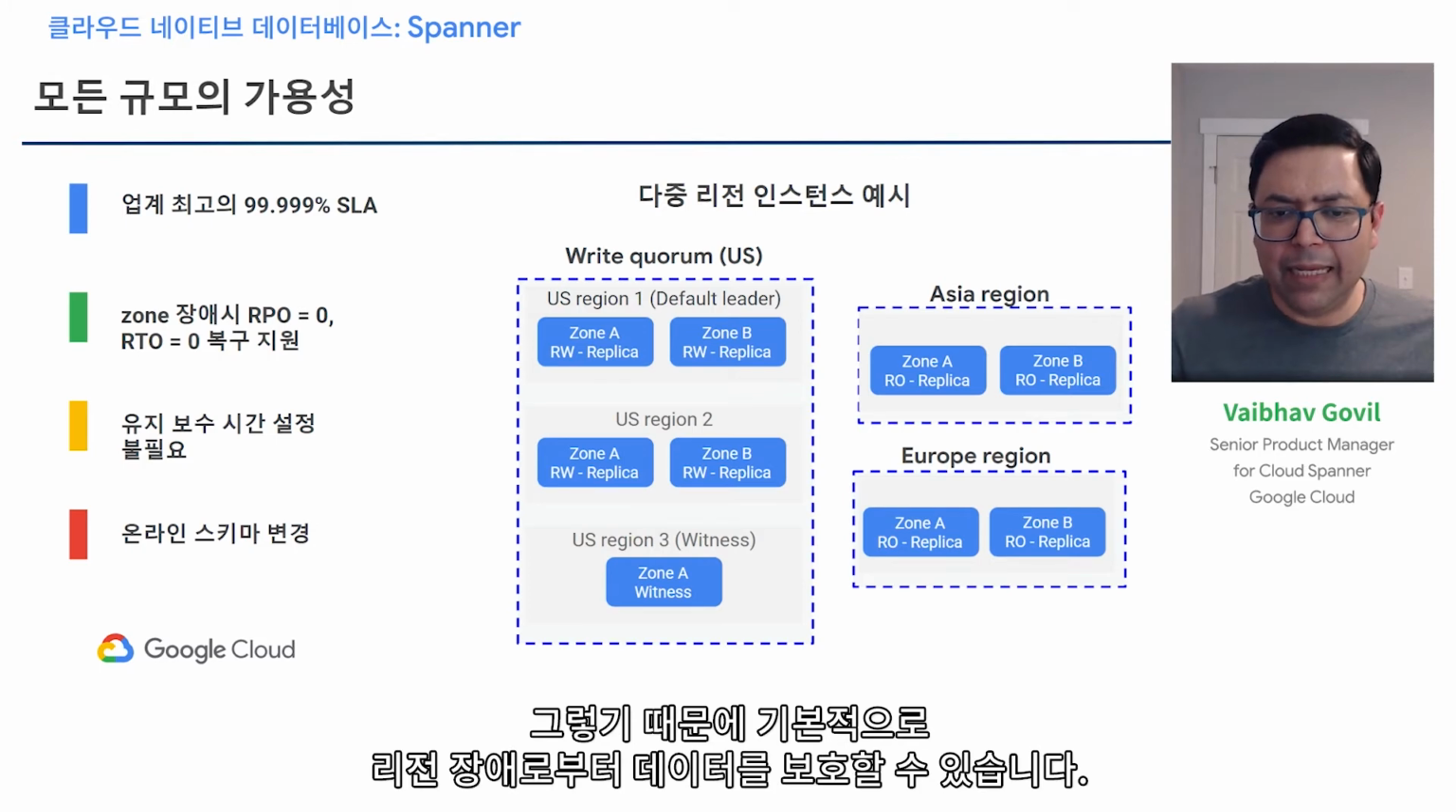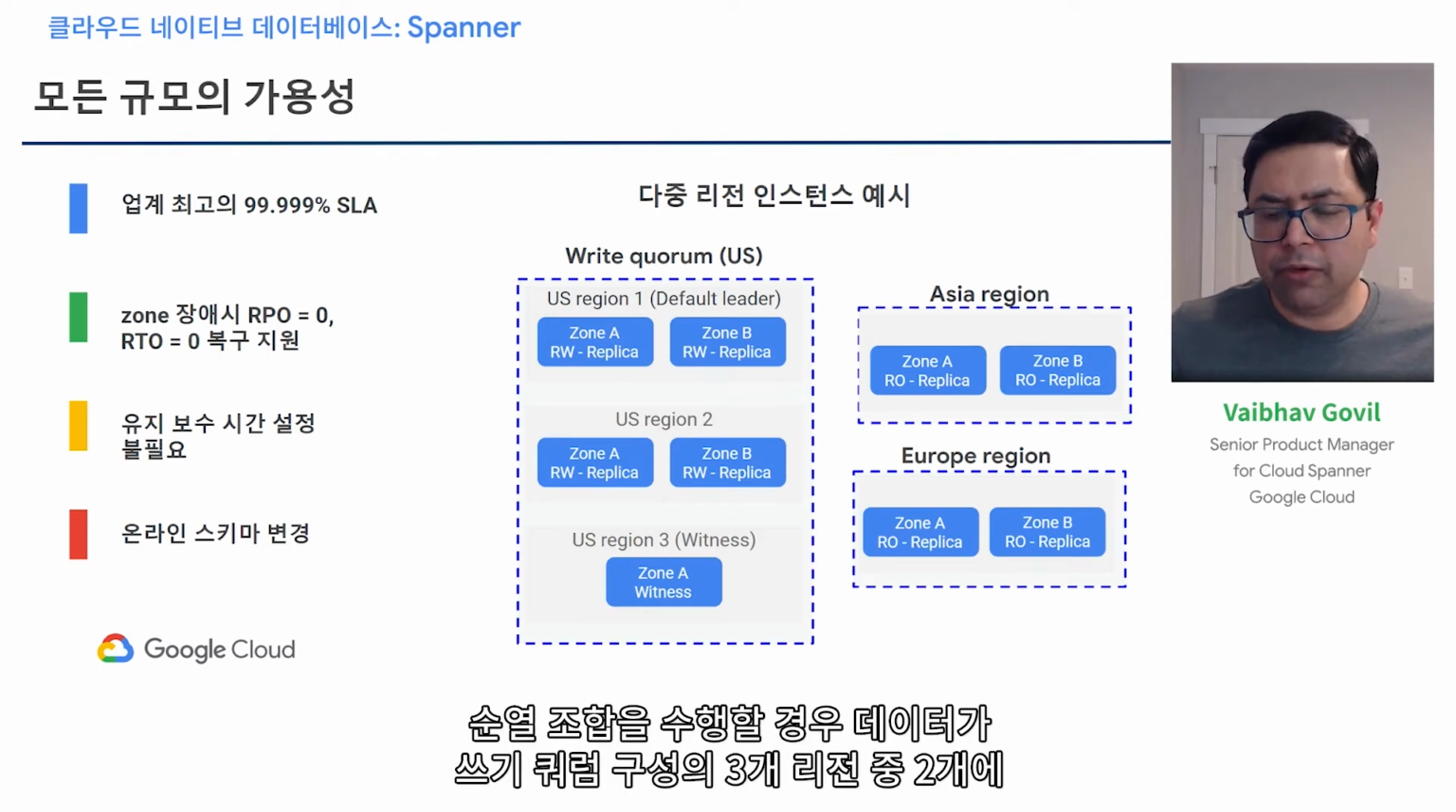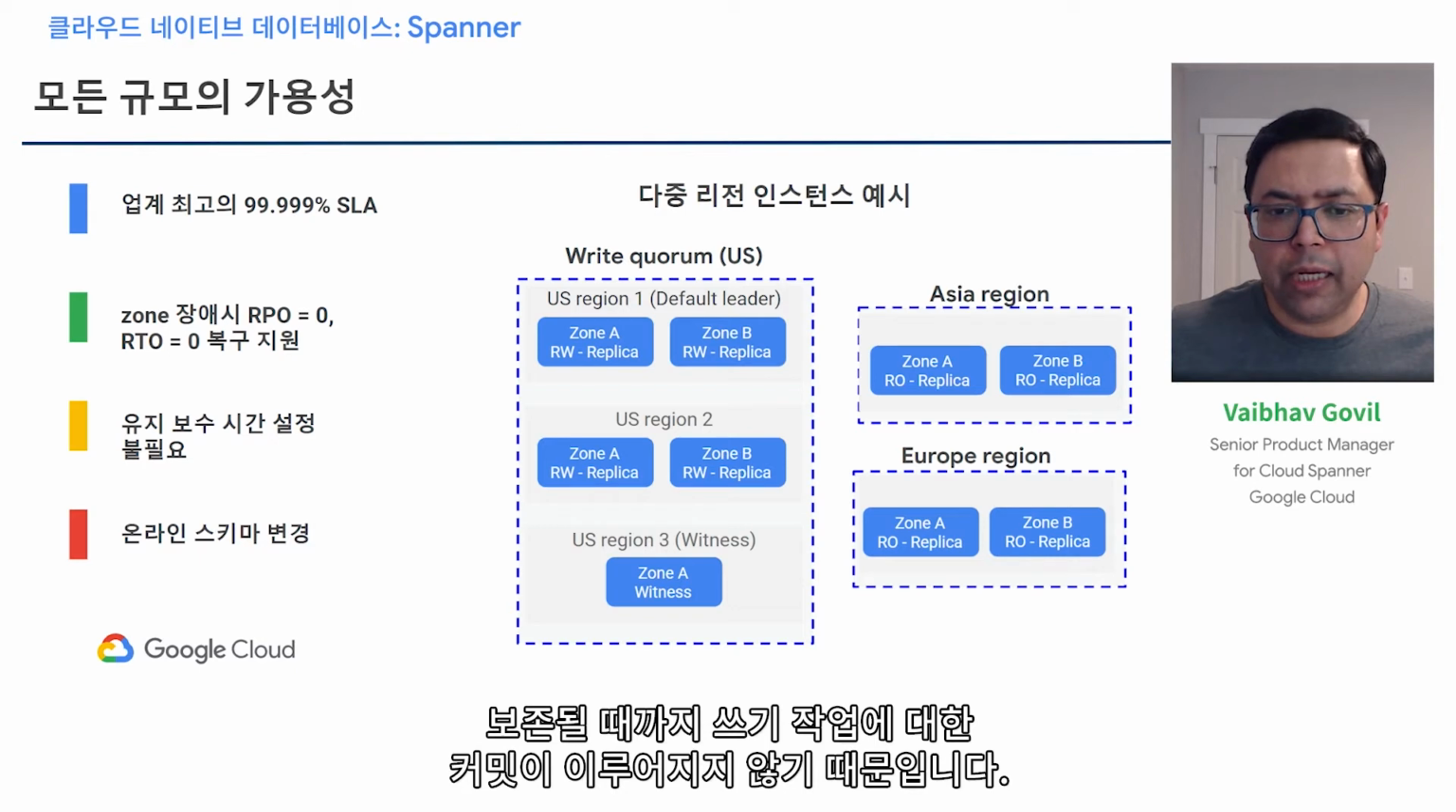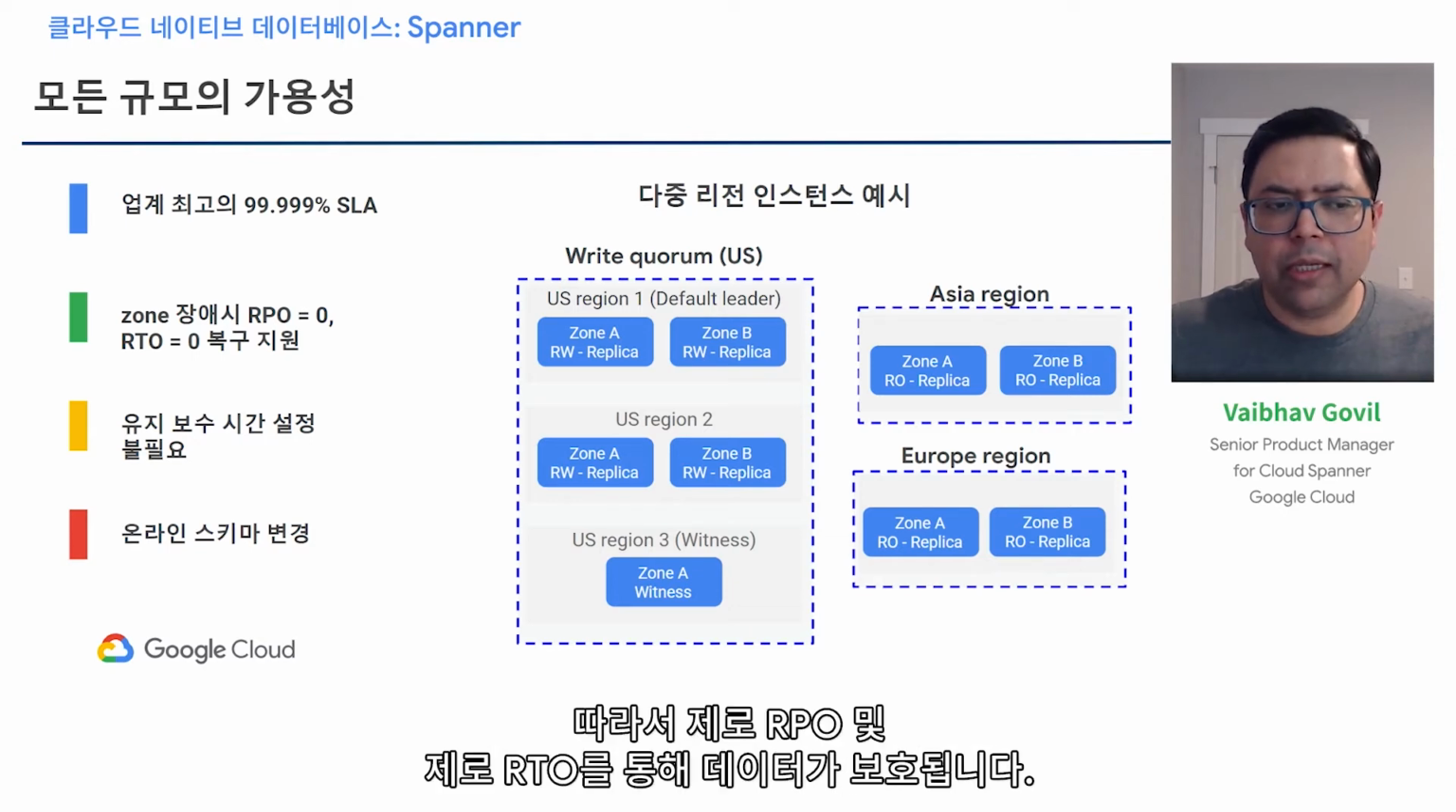So basically, that is what gives you that protection against a complete region failure, because if you do any kind of permutation combination, the write is not committed until at least the data is persisted in two of the 3 regions which are formed of the write quorum. So hence that protection with 0 RPO, 0 RTO.